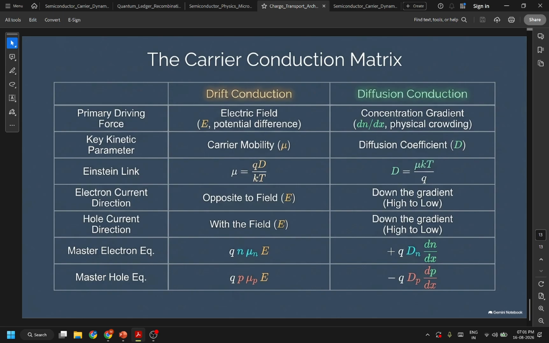So the electron current direction is opposite to the field, and in diffusion it flows down the gradient, from high to low. The hole current direction is with the field and also down the gradient, from high to low. But electrons and holes have different charges, so for drift their current directions are different. The resulting conventional current direction is the same for electrons and holes in drift, but different for diffusion.